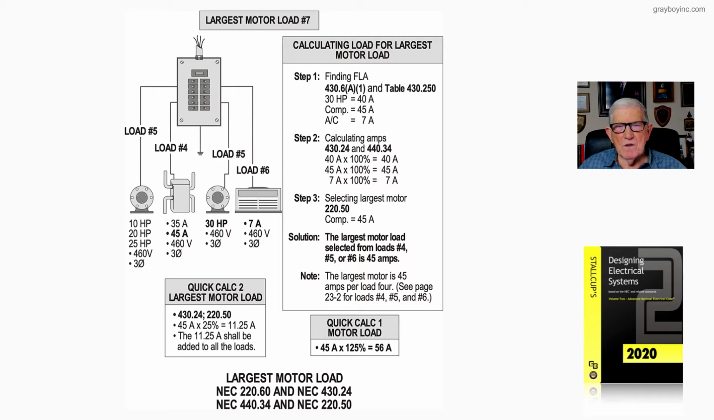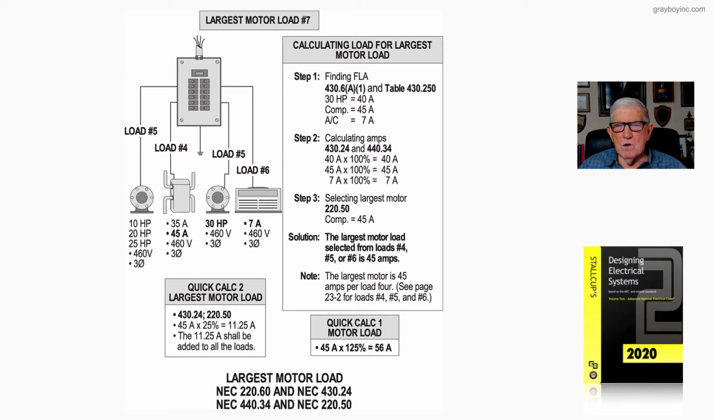So when we go through this, the largest motor we're going to have there would be the compressor motor load, which is 45 amps. So we would come in and apply in the quick count 2, 430.24, 220.50, as well as 220.14C, and 45 amps times 25% is 11.25 amps that would be added into the other 6 loads that we calculated. The 11.25 then would be added to all the other loads as I just quoted.